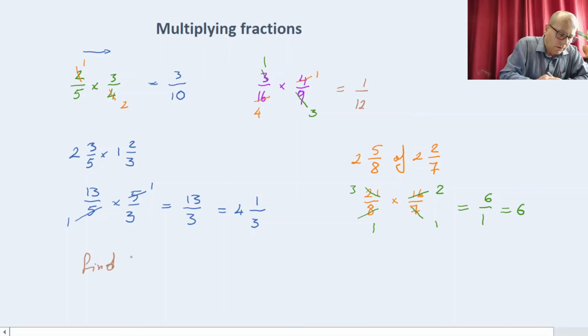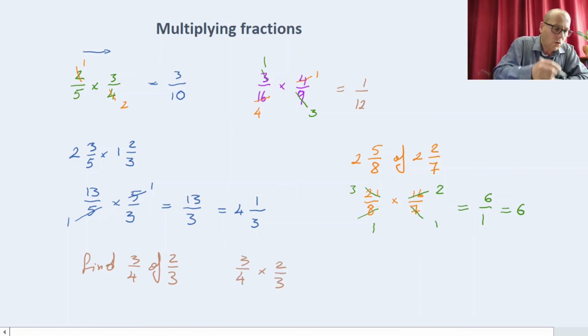Let's find 3/4 of 2/3. 3 over 4 times 2 over 3. Of course, I'll cancel down, divide by 2, divide by 3, multiply the top, multiply the bottom.